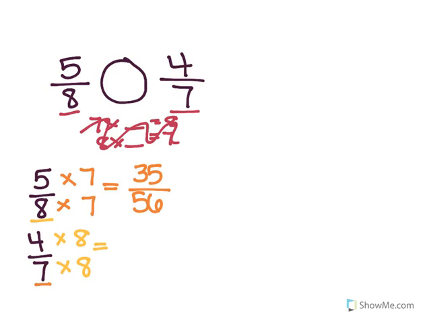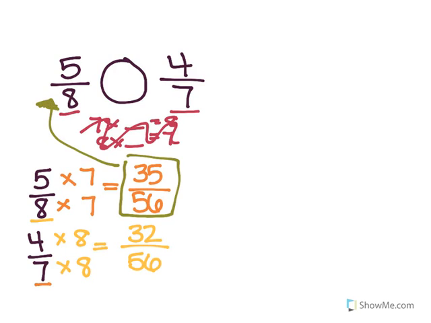Now I move on to this one. I have 4 times 8 is 32. 7 times 8 is 56, and I know that because 8 times 7 was 56 up there. So now that I have my new equivalent fractions, remember this fraction is the same as 5/8. This fraction is the same as 4/7. I can now use those to compare.